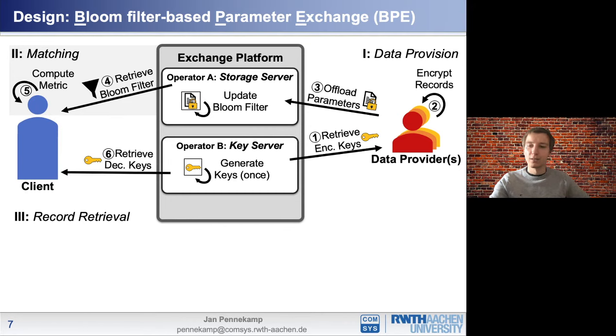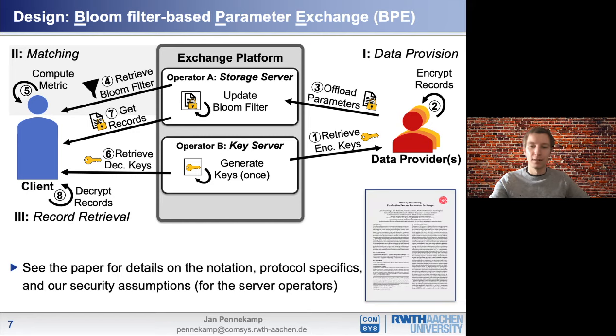Then, during the record retrieval, the client first requests decryption keys for those records that matched, and then requests those records from the storage server. Using the records and the decryption keys, he can eventually decrypt the records and get access to the parameters that he is interested in. For all the details on the notation, protocol specifics, and our security assumptions, I would like to refer you to the paper, mainly due to time constraints in this presentation.